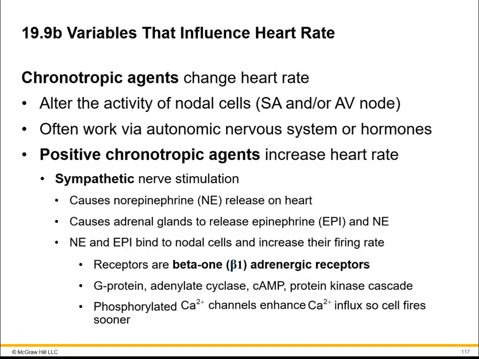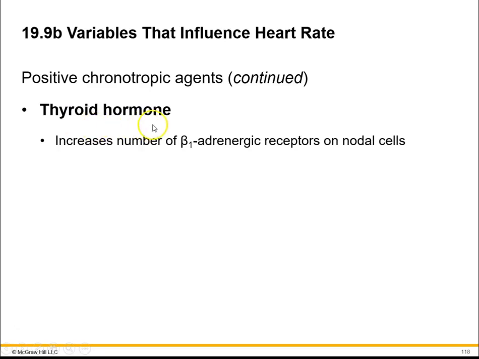These beta-1 adrenergic receptors are cell surface receptors, and so they're going to interact with a G protein, and they're going to go through the adenylate cyclase, cAMP, and protein kinase signaling cascade. And at the very end of that signaling cascade, what ends up happening is a bunch of calcium channels get phosphorylated. And that phosphorylation enhances calcium influx into the cell so that the cell fires sooner. Thyroid hormone is also a positive chronotropic agent. And the way it works is it increases the number of those beta-1 adrenergic receptors on the nodal cells.